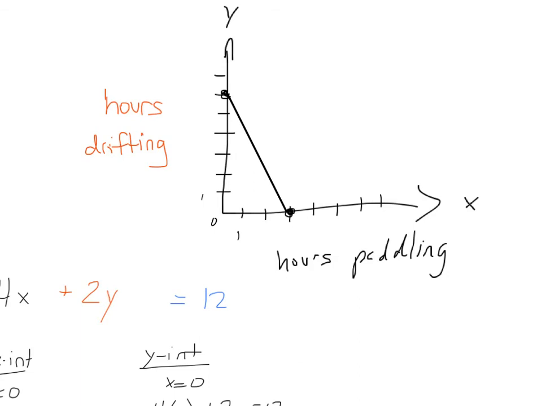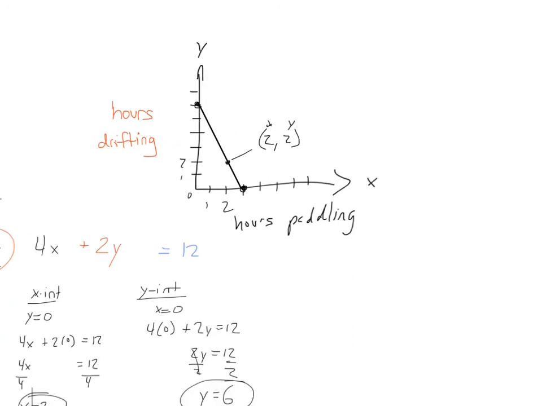What I actually know, because I've done this problem before, is that the point 2, 2 is on that line. So what does 2, 2 mean? Well, the first 2 is the x, the second 2 is the y coordinate. So 2, 2 means 2 hours paddling, 2 hours drifting should get me my 12 miles.